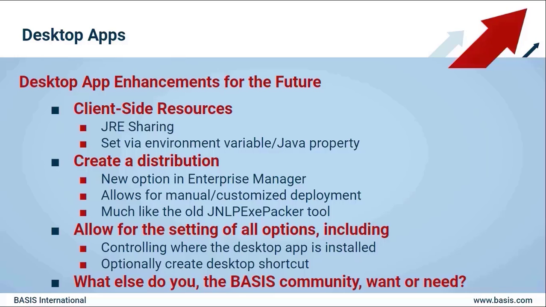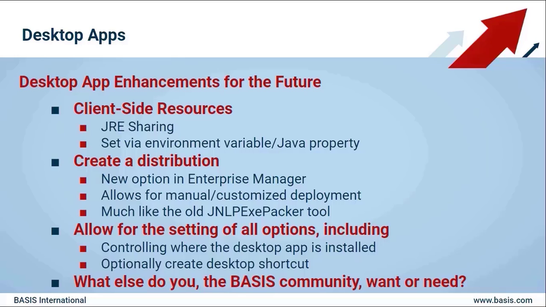We're going to have the ability to create a distribution, and we're going to show a demo on this in just a few minutes here. And it's a new option in Enterprise Manager, and it allows the manual customized deployment of the desktop app. Many of you have a way, either via Windows Server or you have your own way, to deploy applications and you'd rather not use a URL. We're going to have it packaged, and it's much like if you ever used the old JNLP EXE packer tool, where it packages everything up and silos everything into one package, and so you can grab that directory and somehow get it to the client machine however you want to, and now you can run that desktop app.